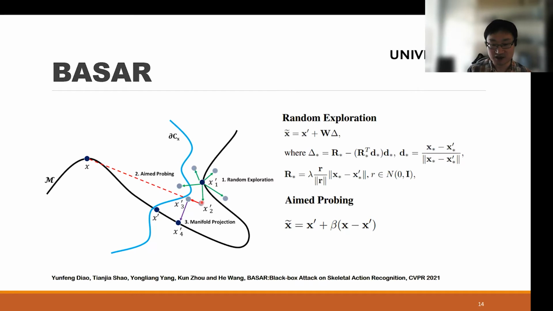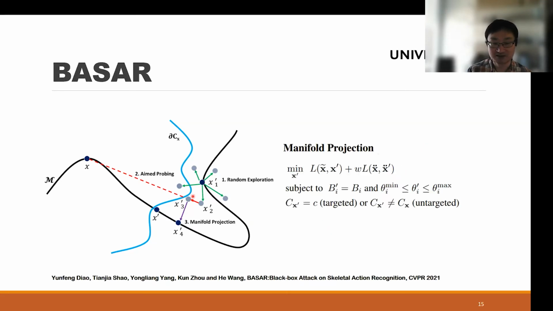Then we do the second step called aim probing. Essentially, we move X2 prime towards X. So it gets very close to the boundary, and we stop there. That will give you X3 prime. Then we do manifold projection. We project this X3 prime to the manifold, which will give you X4 prime.